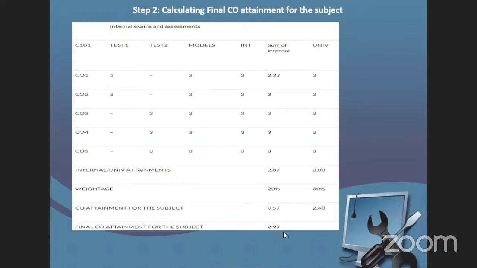So likewise, you have to calculate the CO attainment of all the subjects under your program. Under your program meaning BE Mechanical Engineering or BE Computer Science Engineering. So under BE Computer Science Engineering, say I have 64 courses, which include science and humanities, MBA management related courses, then your employability enhancement courses. For all the courses under the program, definitely I need to calculate this attainment individually for each course. This is the direct method.